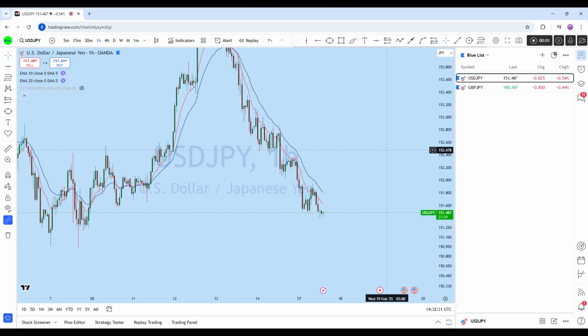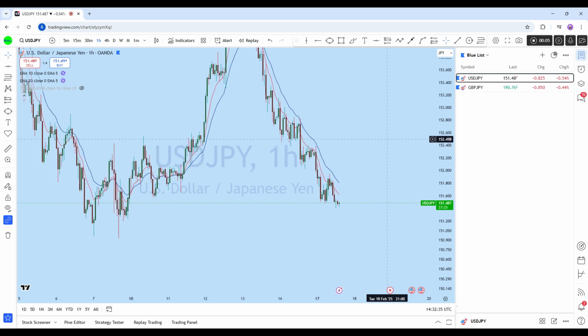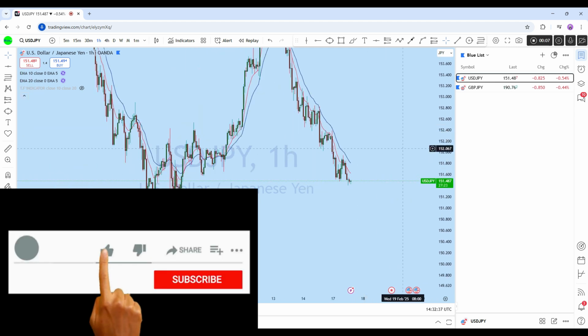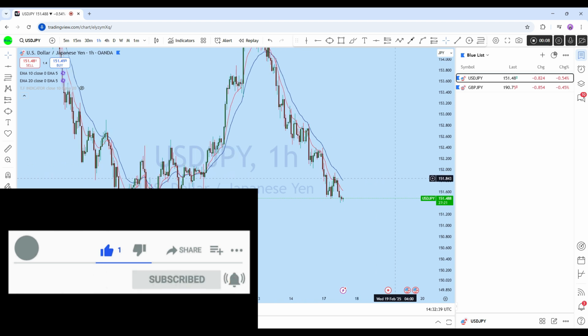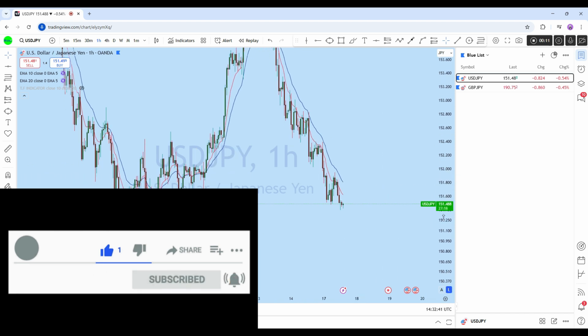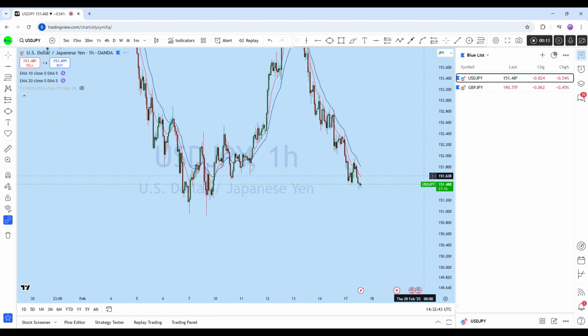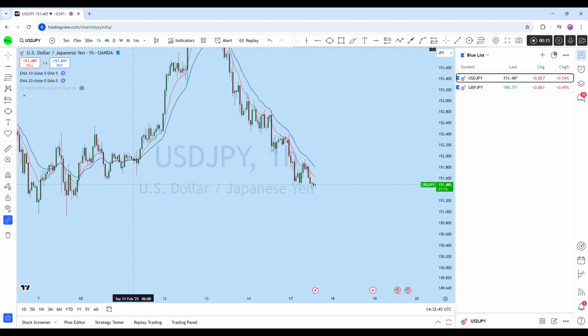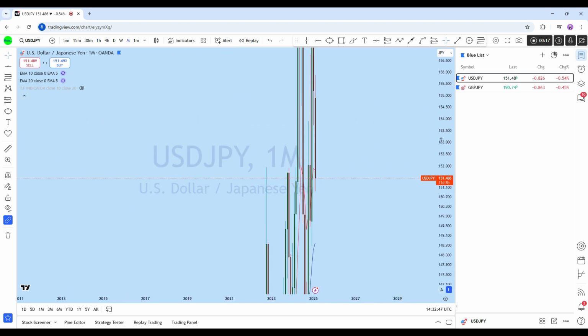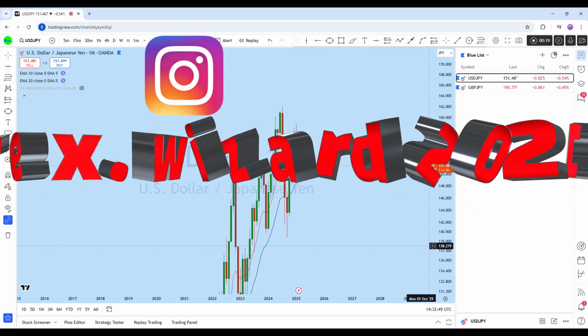Hello trader, this is a complete multi-time frame analysis on dollar yen and GBP JPY. Let's see what kind of trading opportunity we currently have in both of these instruments. Looking first at dollar yen, we start with the monthly chart to see the overall picture in this market.